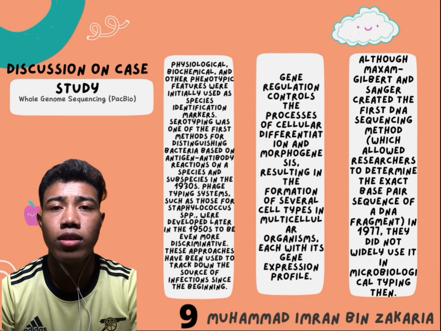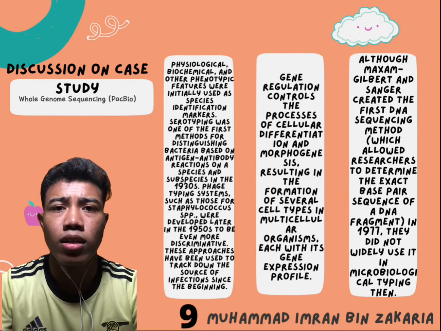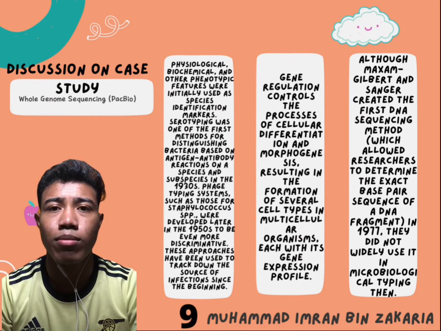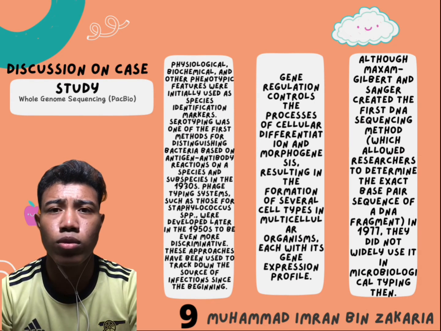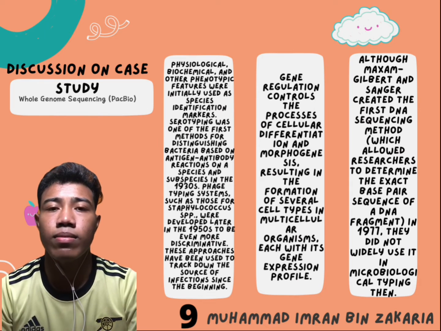Physiological, biochemical, and other phenotypic features were initially used as species identification markers. Serotyping was one of the first methods for discriminating bacteria, based on antigen and antibody reaction on a species and subspecies level in the 1930s. Phage typing systems, such as those for Staphylococcus spp., were developed later in the 1950s to be even more discriminative. This approach has been used to track down the source of infection since the beginning.